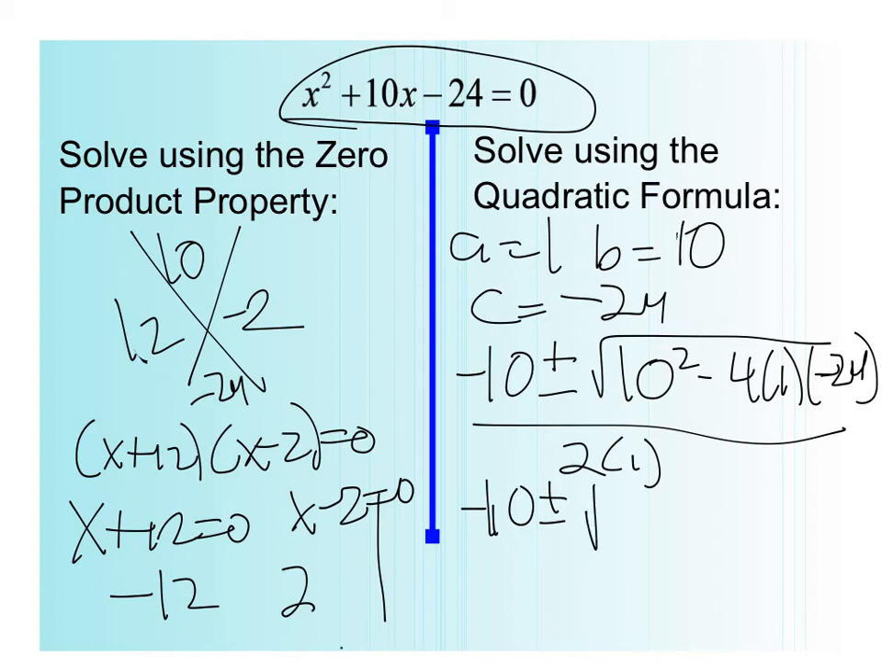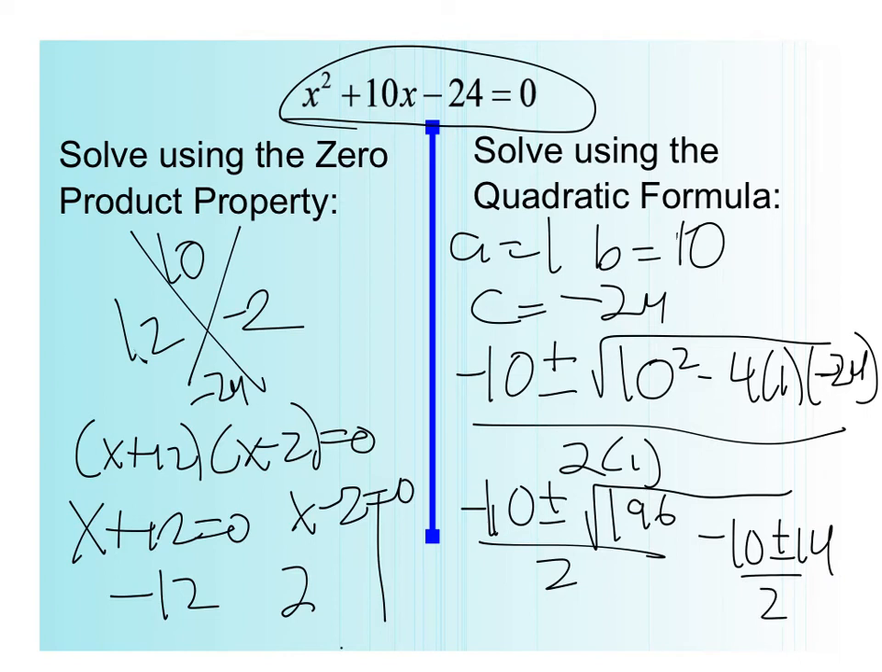10 squared minus 4 times 1 times negative 24. So 24 times 4 plus 100, because when I do that, that becomes all positive, 196 all over 2. The square root of 196 is going to be 14. So I'm going to have negative 10 plus or minus 14 all over 2.